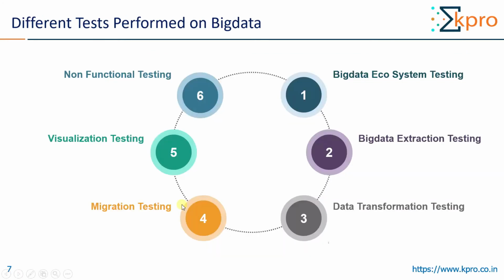These are some of the testing performed on big data. Big data ecosystem testing. Here, the ecosystem members like MapReduce, Sqoop, Pig, etc. are validated for their operations. Big data extraction testing concentrates on extraction part of the jobs. Transformation testing validates whether the business logics were actually implemented or not.